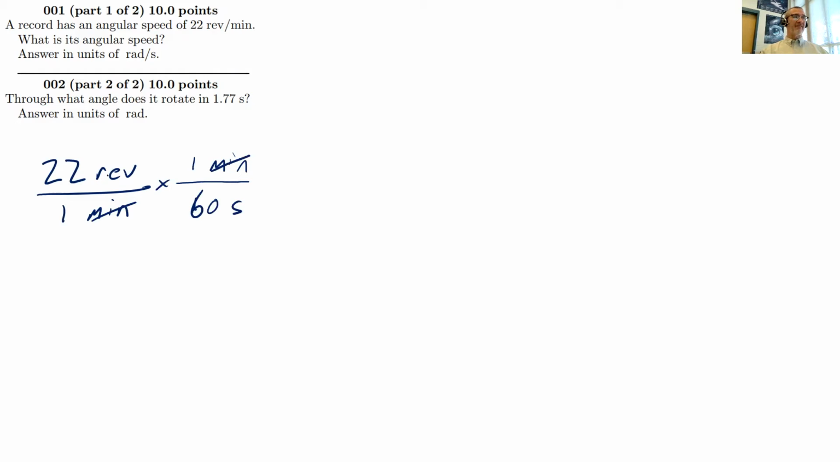Next, we have to turn revolutions into radians. And so what we know is that revolutions, since it's on the top, let's put that in the bottom and make that say revolutions. And I know that one revolution, once all the way around the circle, is going to be 2 pi radians. And so now revolutions is on the bottom, revolutions is on the top, revolutions will cancel out, and that'll leave me units of radians on the top and seconds on the bottom. So I'm going to get units of radians per second, which is what I'm looking for.